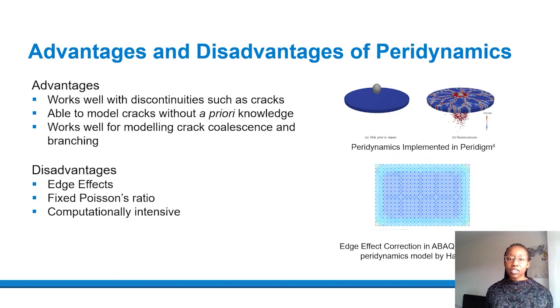Some of the disadvantages of using peridynamics include the fact that edge effects occur at the surface, where there are fewer bonds than in the bulk, so there are fewer bonds than there would be in a normal horizon. Additionally, with bond-based peridynamics, there are limits to the Poisson's ratio, and the Poisson's ratio is fixed to 0.25 for plane strain and 0.33 for plane stress. Additionally, a disadvantage is the computational intensiveness of peridynamics.